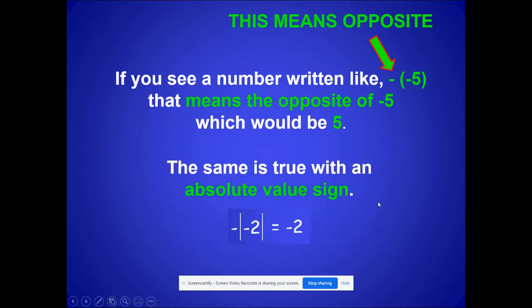The same is true with an absolute value sign. This would read the opposite of the absolute value of negative 2. The absolute value of negative 2 is 2, but the opposite of that would be a negative 2. Anytime you have a negative sign on the outside of the absolute value bars, your answer is going to be negative.